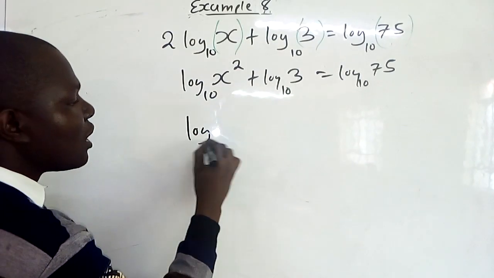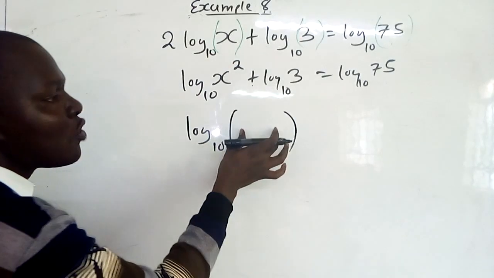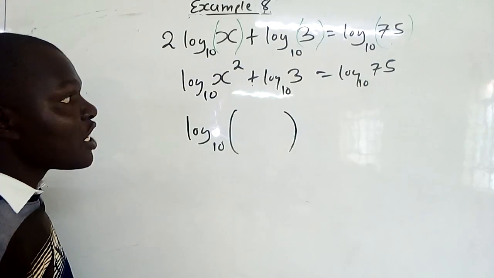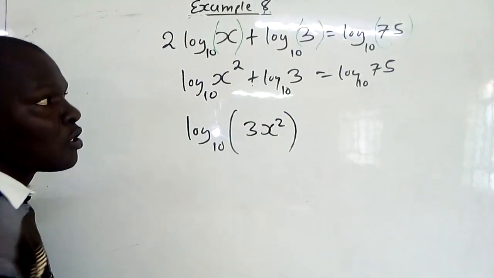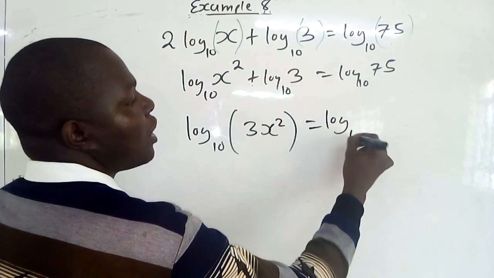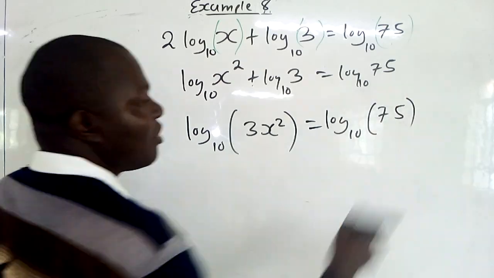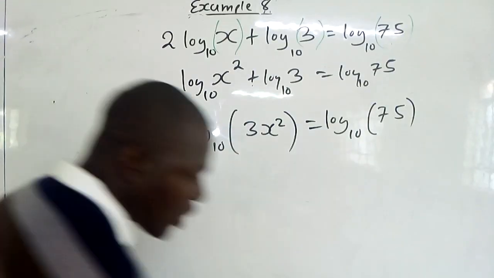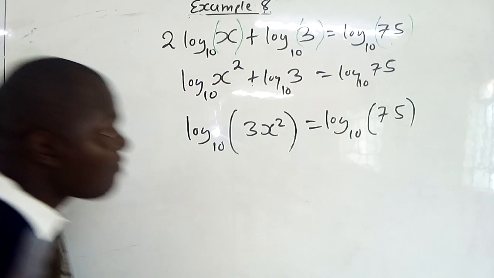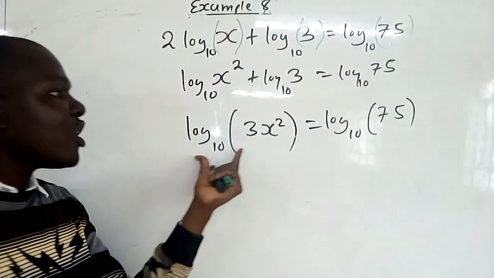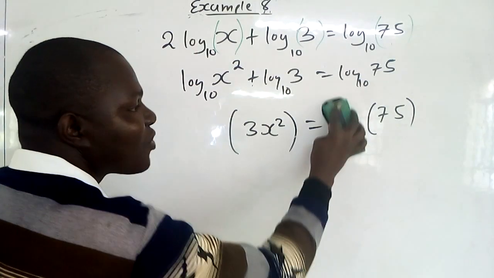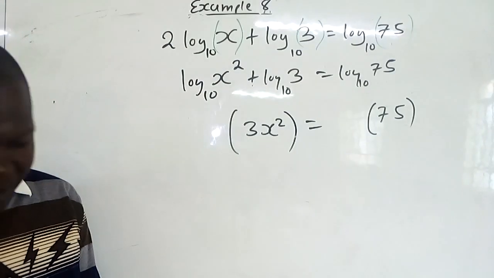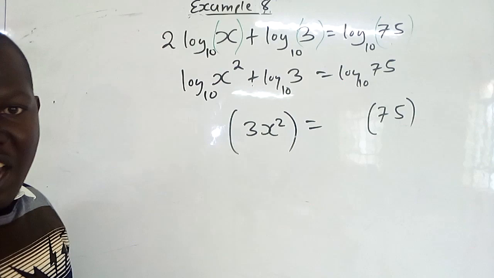Meaning you remove log to base 10 outside. Addition will change to multiplication. So x squared times 3, you are going to get 3x squared, is equal to log to base 10 of 75. Then the next step is you ignore the logs. After joining them, this is one thing, so you ignore the log to base 10 on both sides of the equation. After ignoring the log, you now solve for the unknown.